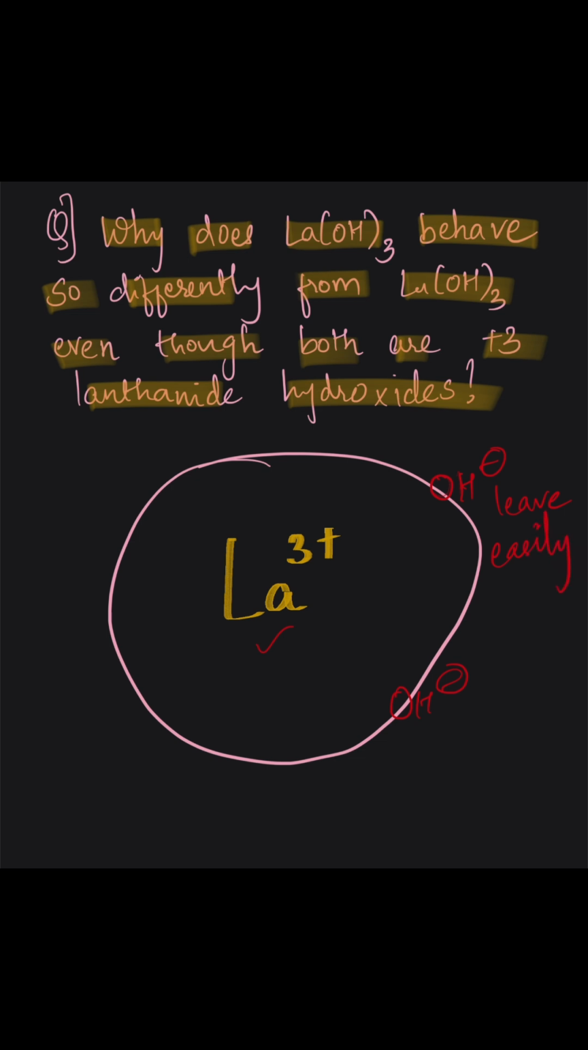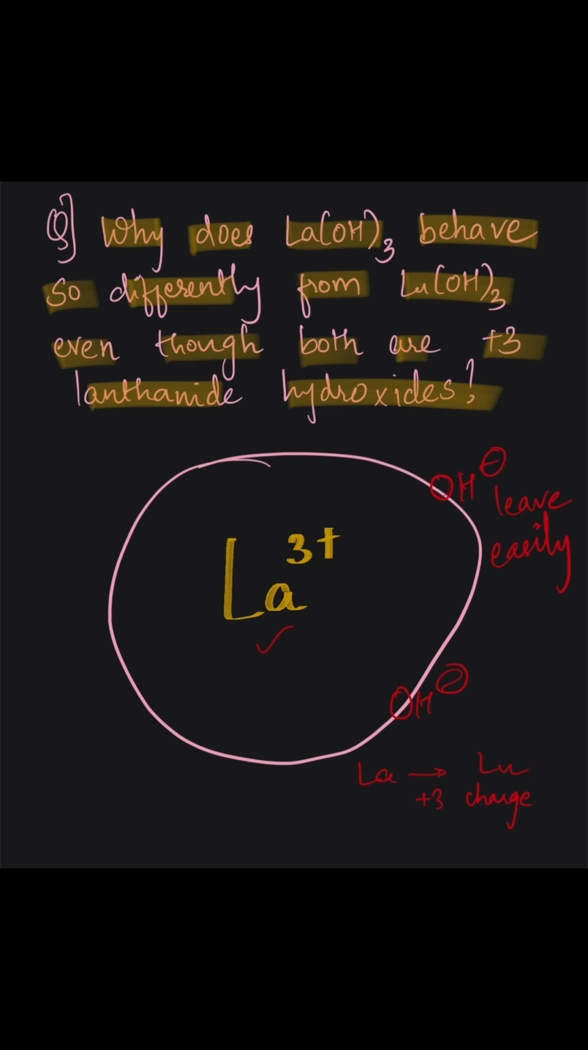Why? Because La3+, the charge remains the same across the period. So when you go from lanthanum to lutetium, the +3 charge is going to remain the same, correct? But the radius, the ionic radius is going to become small. The ionic radius will shrink as you go from La to Lu.